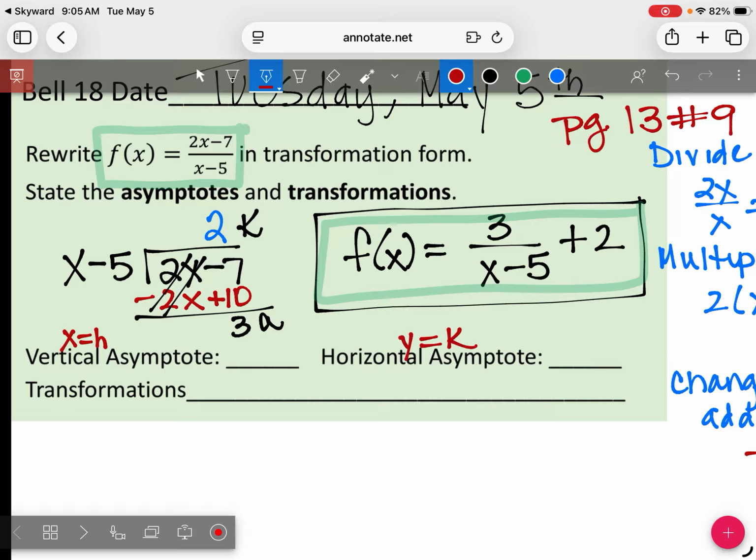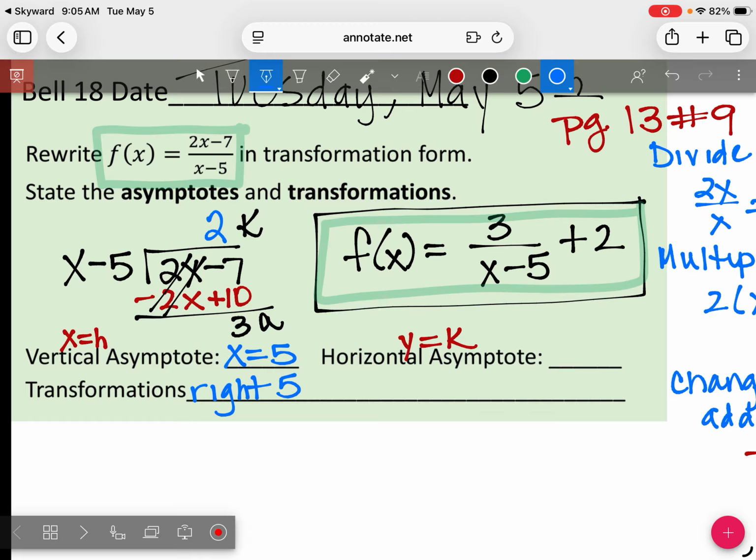So vertical is x equals h and horizontal is y equals k. So what would be your equation for your vertical asymptote? Plus 5. You got to put x equals 5. And that would mean that the graph moved to the right 5.